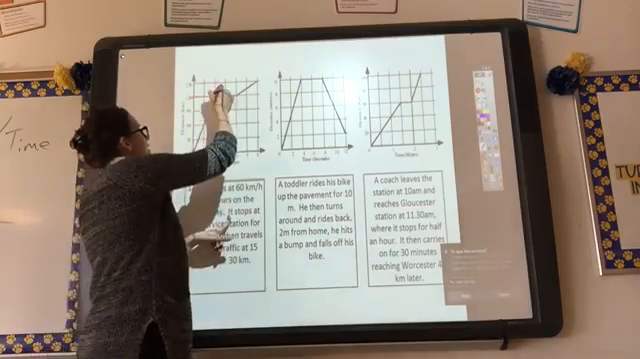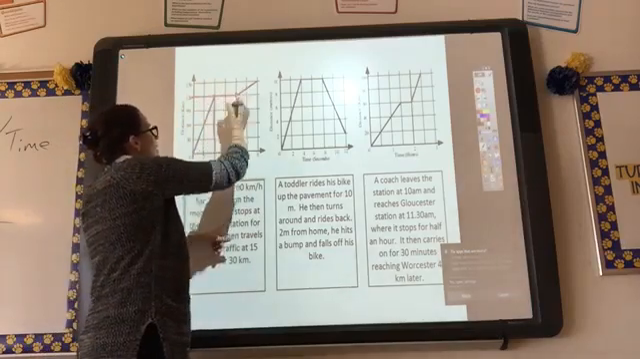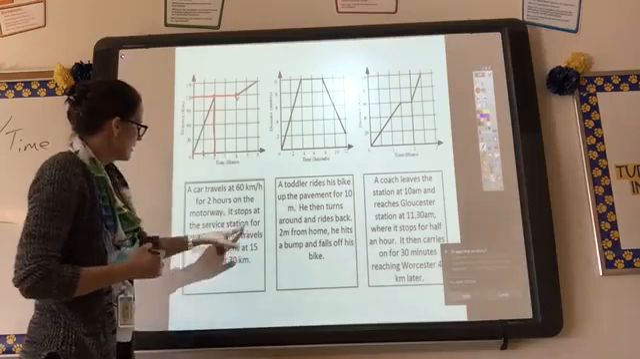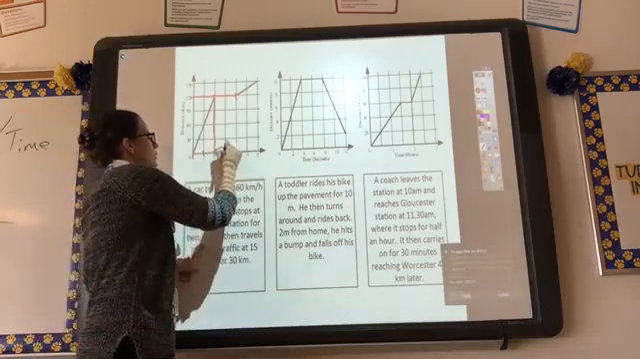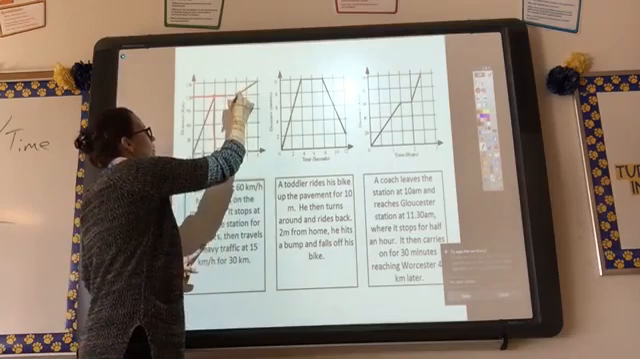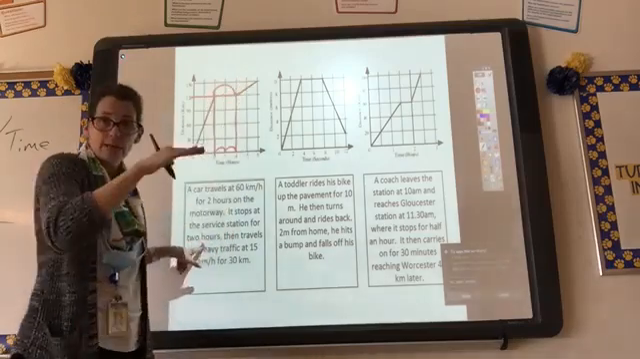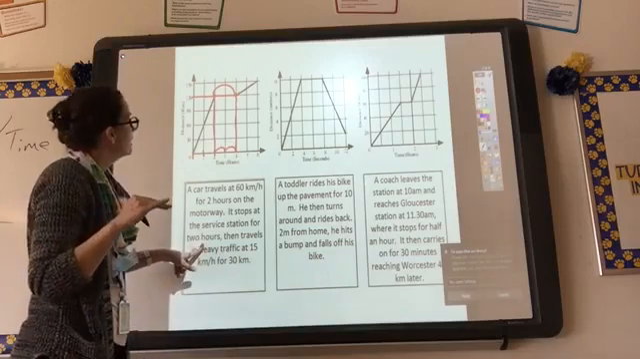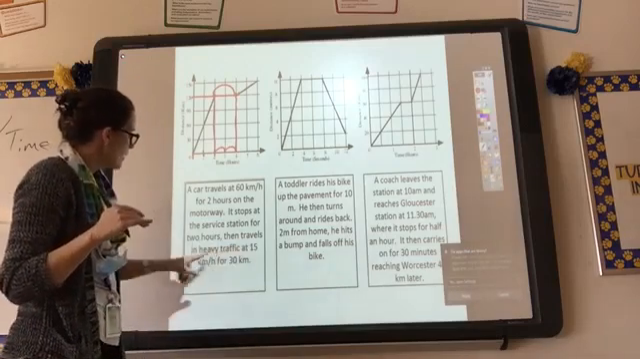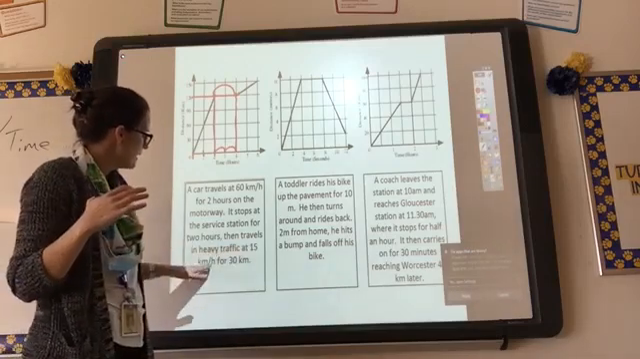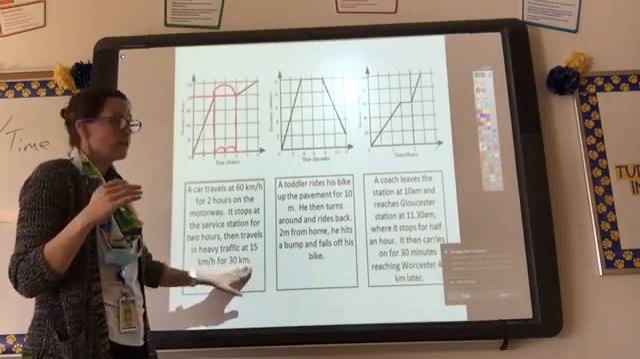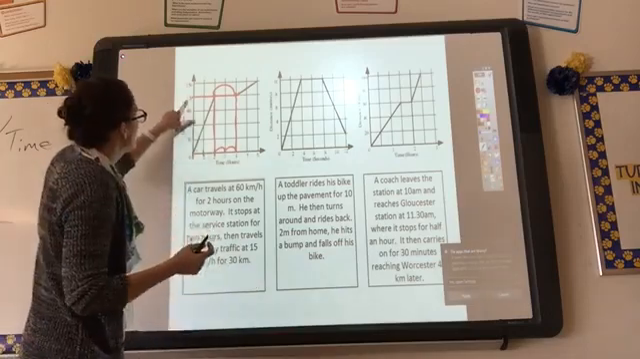Then let's see, it says it stops at the service station for 2 hours. Well, here we've got 2 hours that the car stopped for right there. So they're at rest. We know they're at rest because we've got that horizontal line, okay? And then it travels in heavy traffic at 15 kilometers per hour for 30 kilometers.